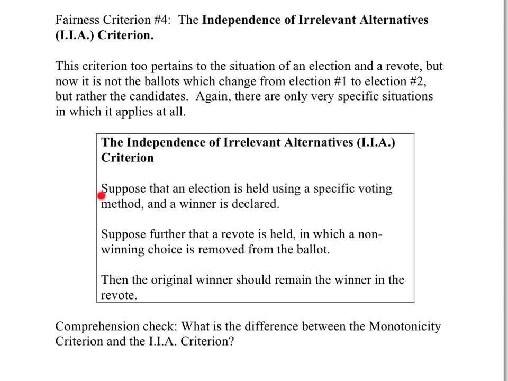Suppose that an election is held using a specific voting method, and a winner is declared. Suppose that for whatever reason there is a revote in which a non-winning choice is removed from the ballot. This is very important. This is the only thing that's changing from election number 1 to election number 2. Someone who was a non-winner the first time around is simply removed from the ballot. Then the original winner should remain the winner in the revote. If someone new wins under these circumstances, that's a violation.